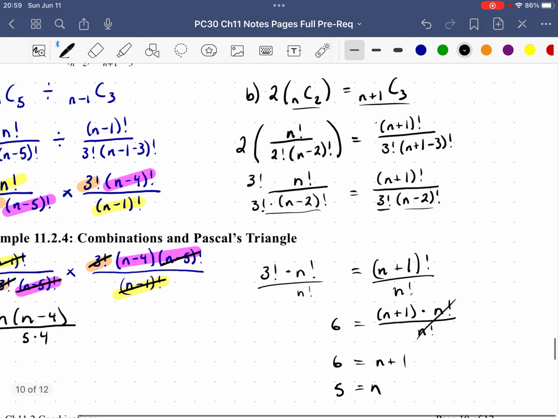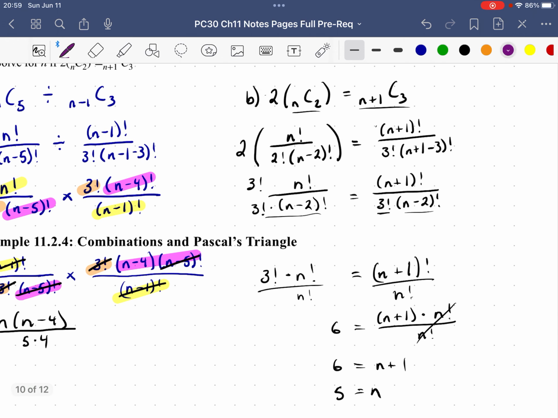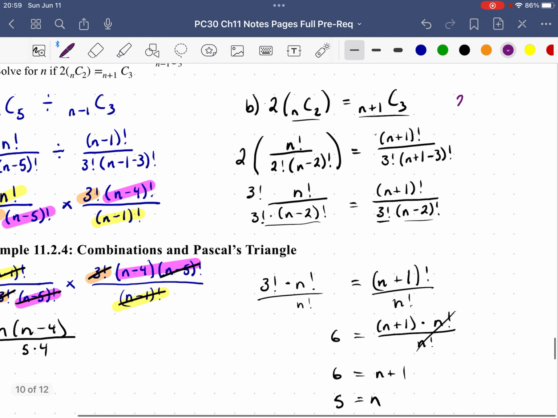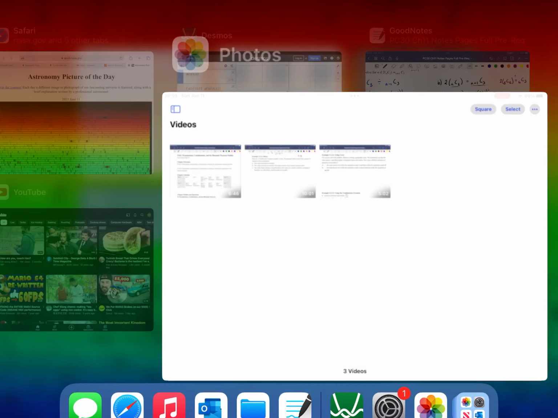Now, we can check this by substituting n into our original equation, verifying it. So let's check it out. 2 times 5 choose 2. Does that equal 6 choose 3? Well, we got to see what those are. 2 times 5 choose 2, and 6 choose 3.